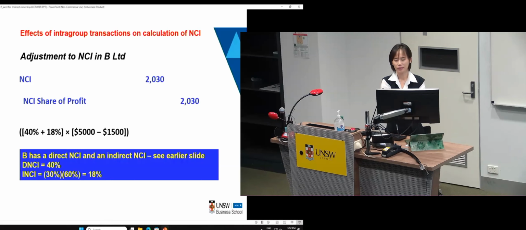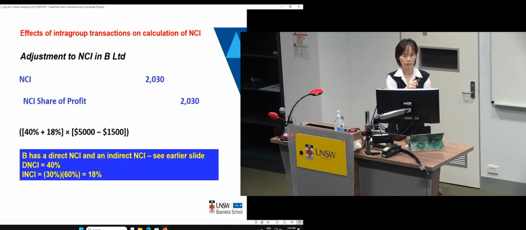Do you need to adjust NCI in A? Yes, and the NCI in A is 30%. So your adjustment is based on 30% of 3,500. Okay, so we debit NCI and credit NCI share of profit, but the number you need to change. Based on NCI in A, that is 30% of 3,500. So always pay attention to who is the seller in this intragroup transaction. Any question from this part? Let me know, okay?